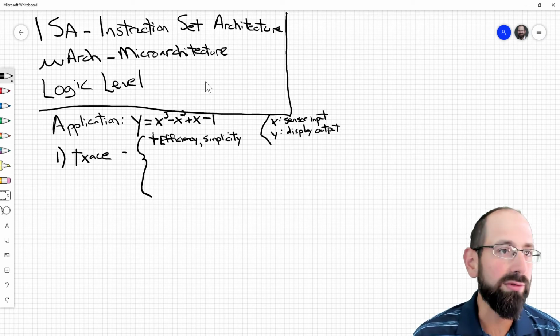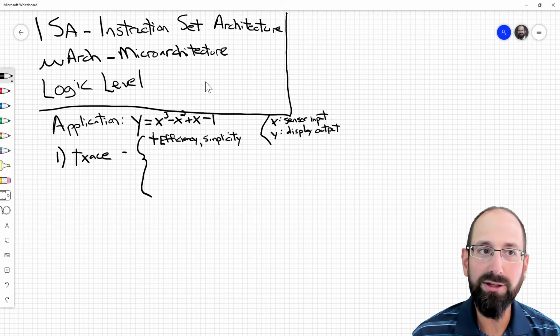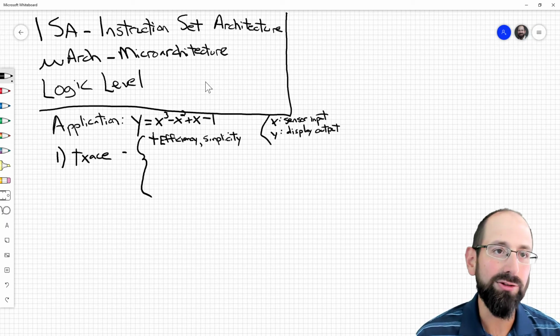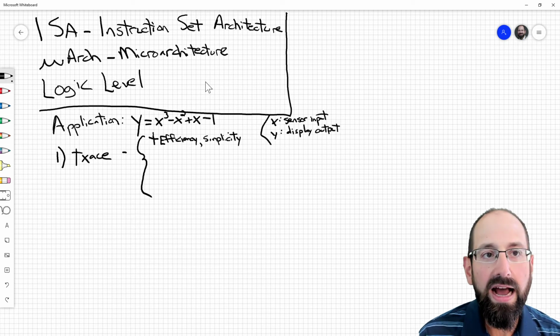The programmer's job is really easy. They write just one instruction and they're done. The compiler has no job to do basically here either. It is potentially cheaper, potentially. A little bit of a caveat there.